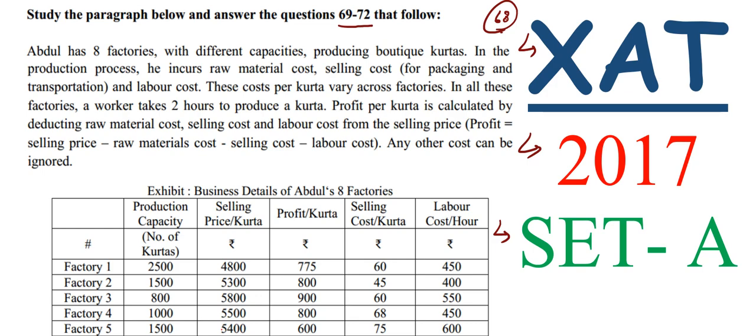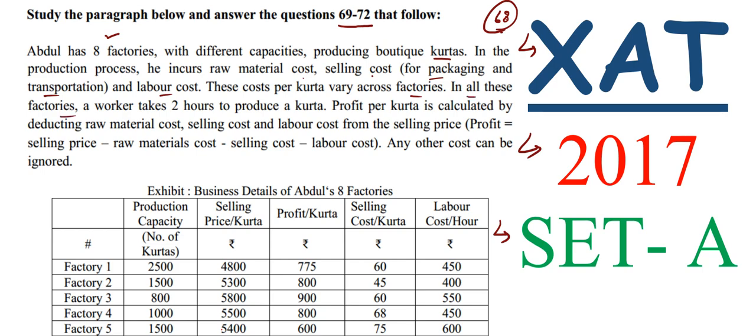Abdul has 8 factories with different capacities producing boutique kurtas. So we have a boutique manufacturer here who has 8 factories for producing boutique kurtas. In the production process, he incurs raw material cost, selling cost, which means packaging and transportation, and labor cost. So he incurs 3 types of cost for making his kurtas. Now these costs per kurta vary across factories. So each one of the factories has different costs in each field.